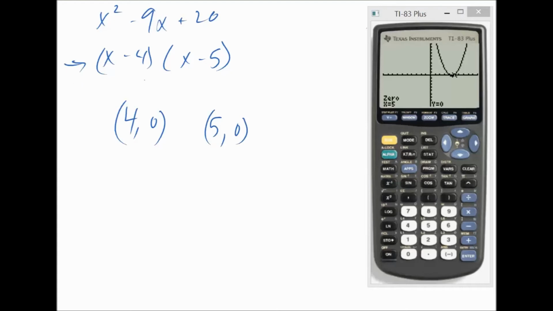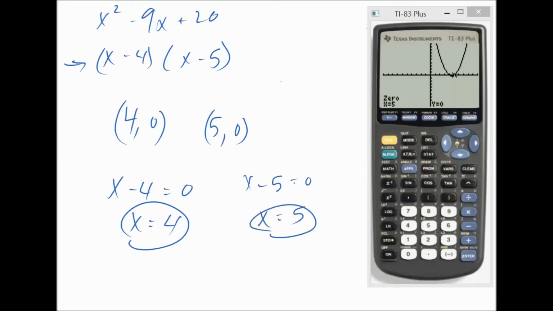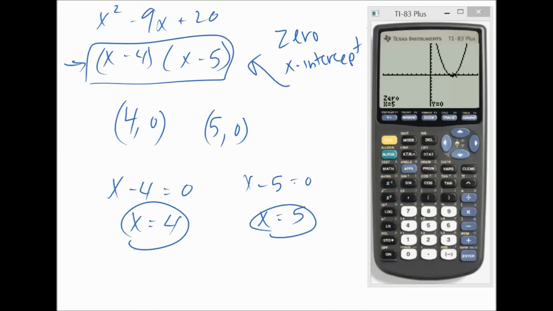Well, look what we did here. All we do is say x minus 4 equals 0, add 4, x equals 4. That's the zero. Or x minus 5 equals 0, x equals 5. So when we factor, we can also use that to find the zeros, or, when I say zeros, I'm saying x-intercept. It's really the same thing. It's where y equals 0. But we can use this factoring to determine the zeros without having to use the calculator.